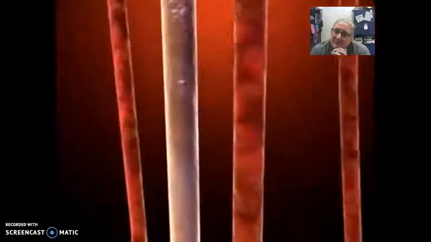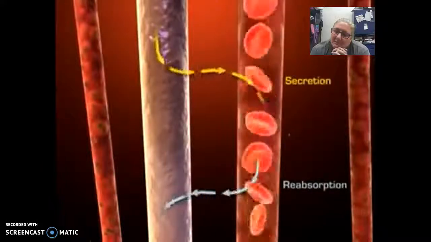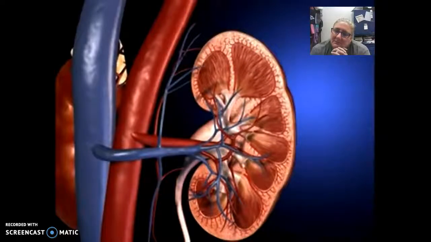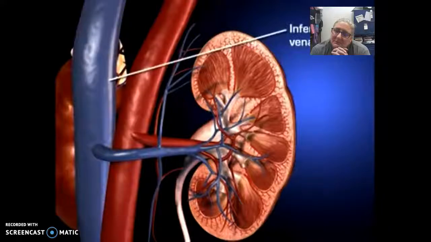This arrangement permits rapid movement of solutes and water between the fluid in the tubular lumen and the blood in the capillaries. The peritubular capillaries rejoin to form the venous channels by which blood leaves the kidneys and empties into the inferior vena cava.